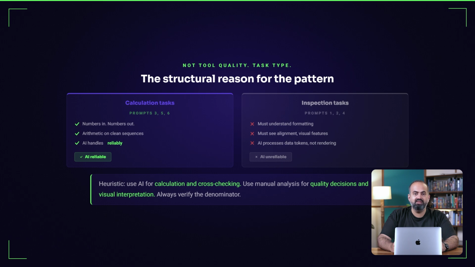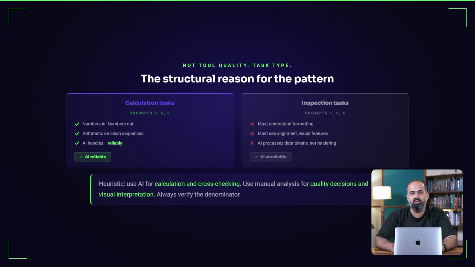Prompts 3, 5, and 6 asked for calculation: statistics, correlation direction, trend values. Prompts 1, 2, and 4 asked for inspection: structure reading, quality flagging, distribution shape. Calculation tasks reduce to arithmetic on a clean sequence of numbers. The AI handles those well.